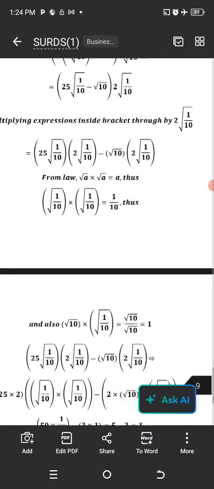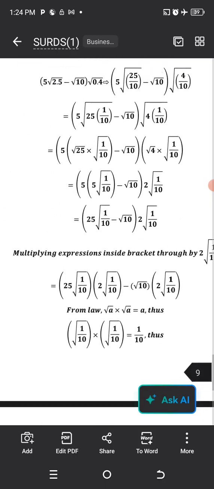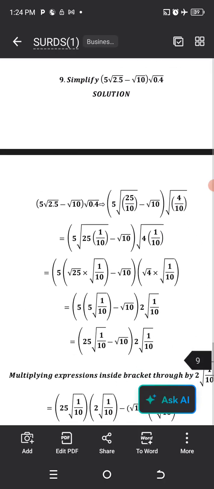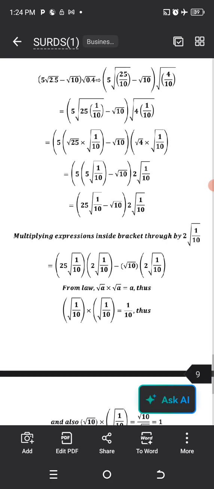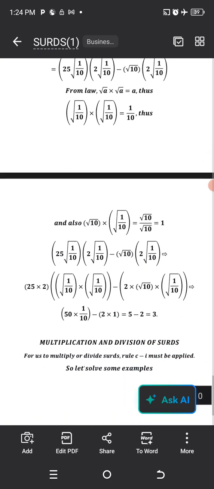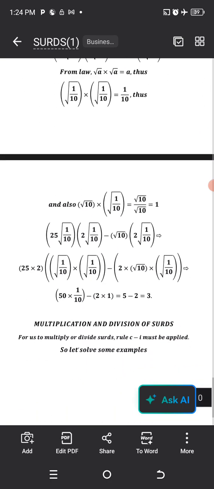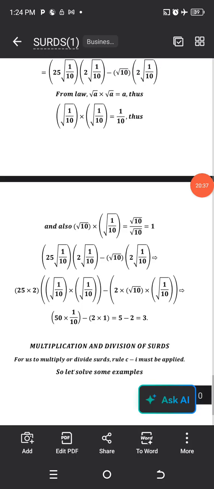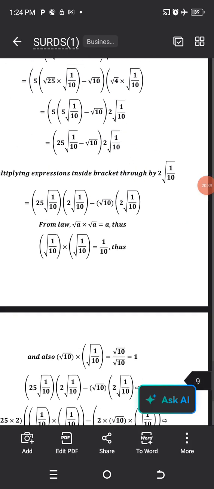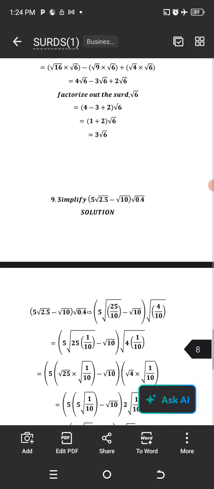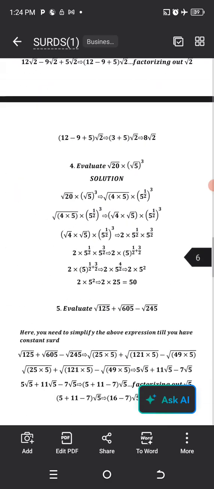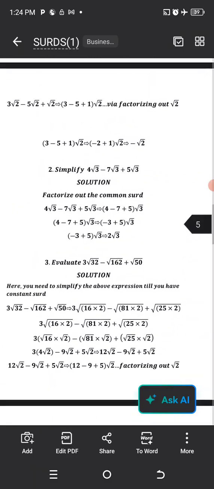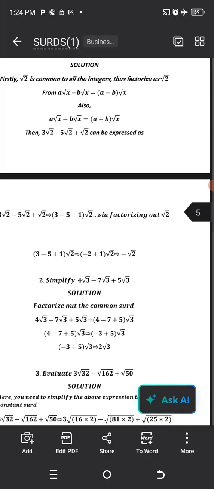So this is question 9. Solution. Let me zoom out a little bit. So in the next class, we'll go to multiplication and division of surds. So just check through. Thanks for watching.